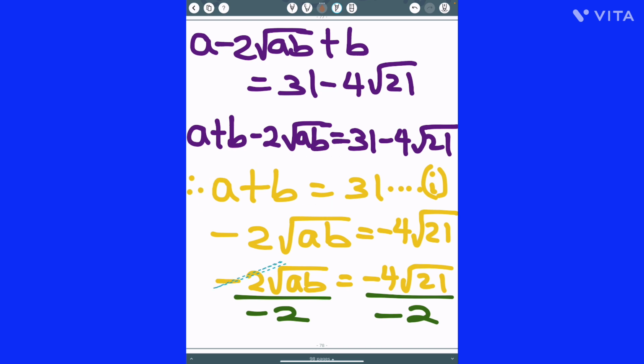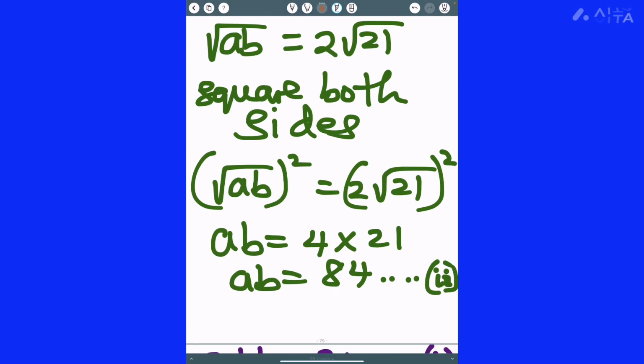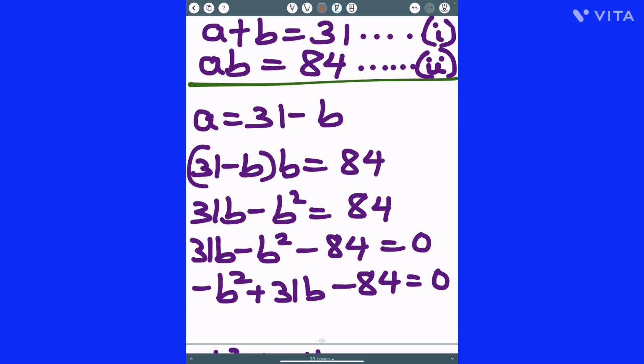Divide both sides here by minus 2. This minus 2 will disappear. You have root AB left. Minus 4 divided by minus 2 will give you 2. So you get root AB is what? 2 root 21. On squaring both sides, 2 times 2, 4. Root 21 times root 21, 21. 4 times 21, 84. You now solve the equation simultaneously like we did the previous ones.